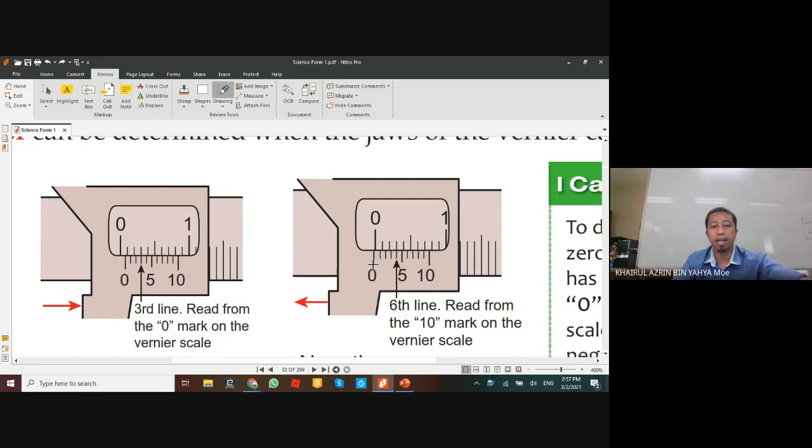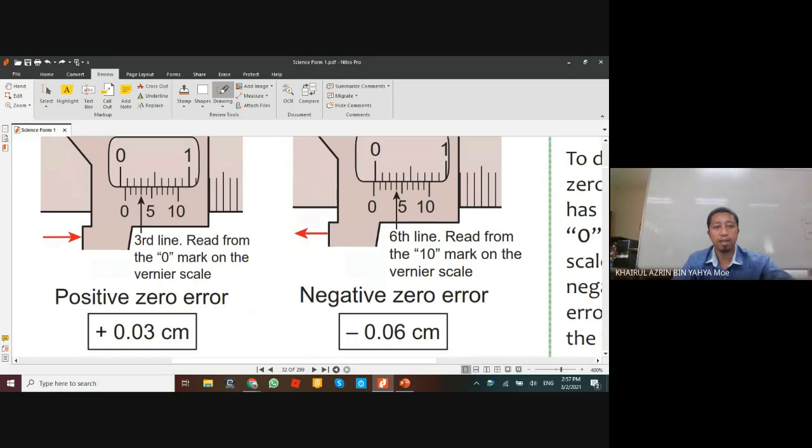And we can read the error like this. This line is straight with this one. So straight at where? Straight at 1, 2, 3. So the error is 0.03. Because this is a positive error, we put a positive in front. Positive 0.03.